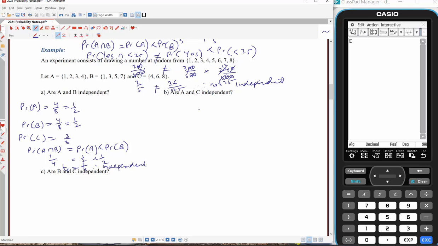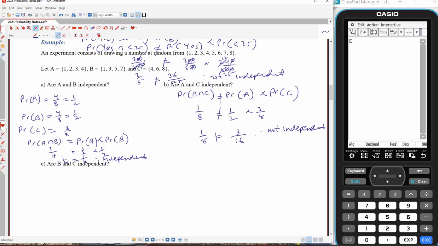Okay, are A and C independent? All right, so the probability of A intersect C is equal to the probability of A times the probability of C. A intersect C: the only thing they've got in common is this 4 here. So we've got a 1 in 8 on the intersection. A was half, C was 3 on 8, so 3 on 16. They're not the same. So therefore, not independent.